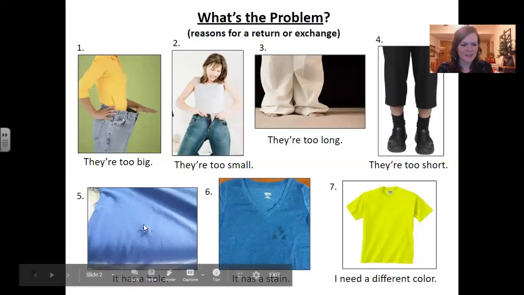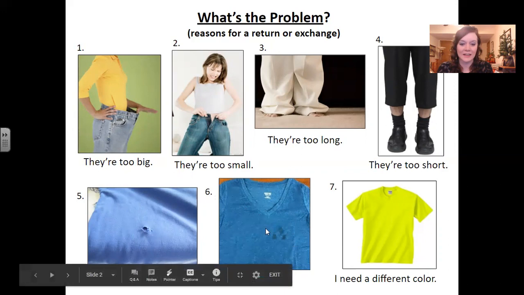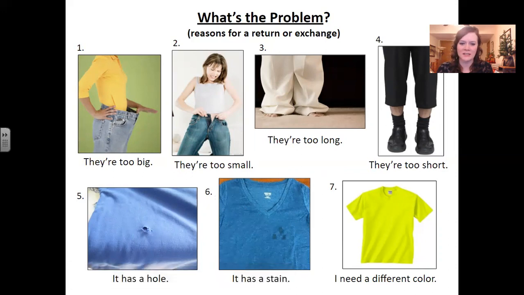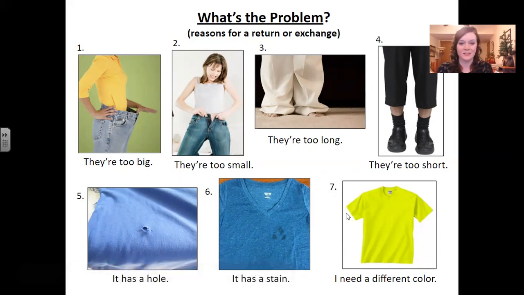Number five, look here in the middle. It has a hole. Number six, it has a stain. Here's a stain. It's like a spot. It's dirty. It's not clean. And when you wash it, it doesn't come out. It has a stain.